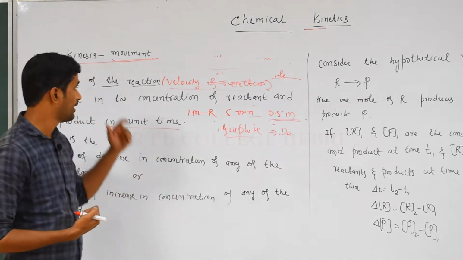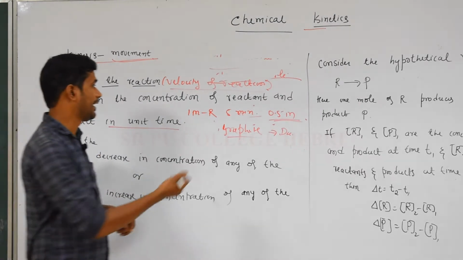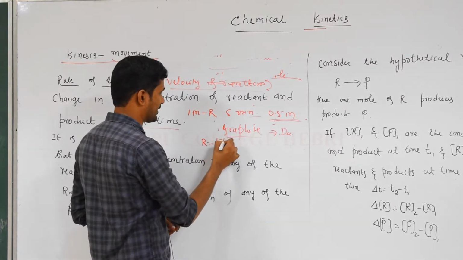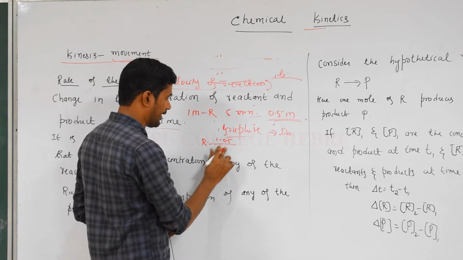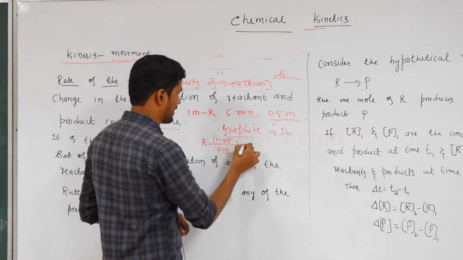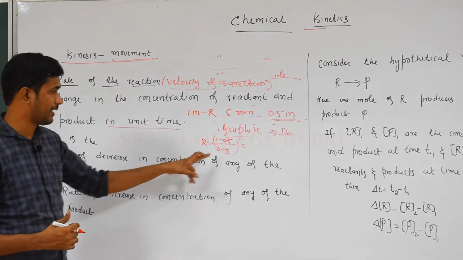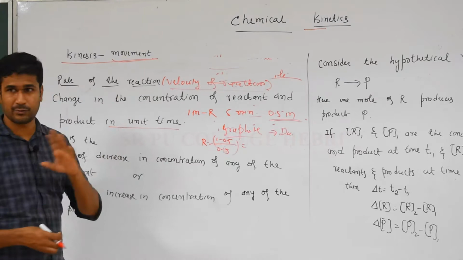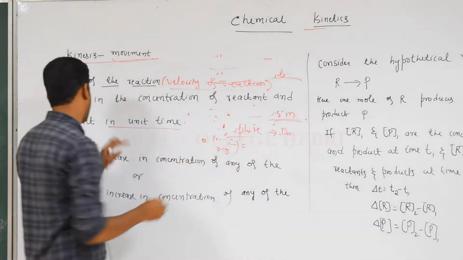Rate is nothing but change in the concentration of reactant or product with respect to time. How? So rate is equal to change in concentration, 1 minus 0.5, divided by how much time? 0 to 5 minutes. So like this you can calculate the change in concentration of reactant divided by the total time interval. Understood? Change with respect to time. So this is the definition of rate of a reaction.